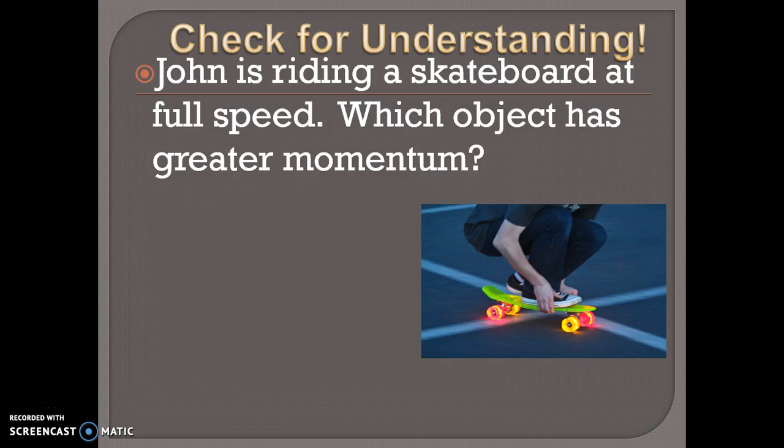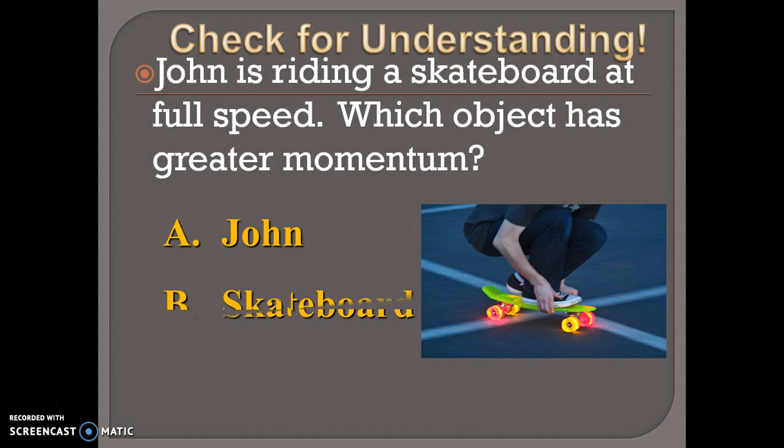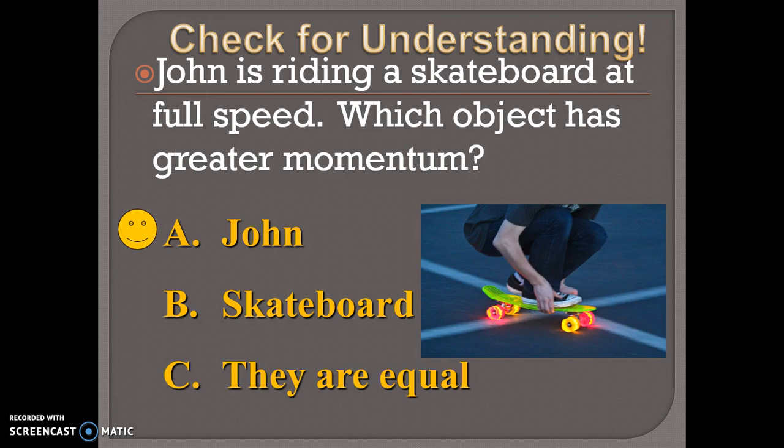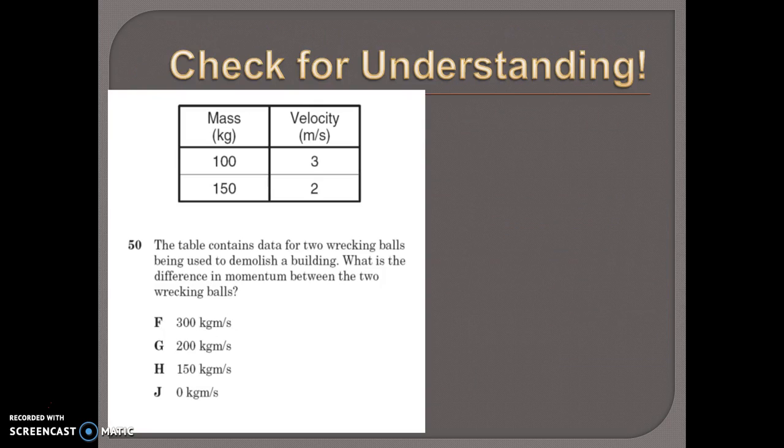Your second example would be, if we imagine that John is riding a skateboard at full speed, we want to figure out which object has the greater momentum. Your options are John, the skateboard, or would they be equal? When thinking about momentum, we have to consider mass and velocity. Since they're both moving at the same velocity together, riding as a unit, then the object with the greater mass would therefore have the greater momentum. Answer is John.